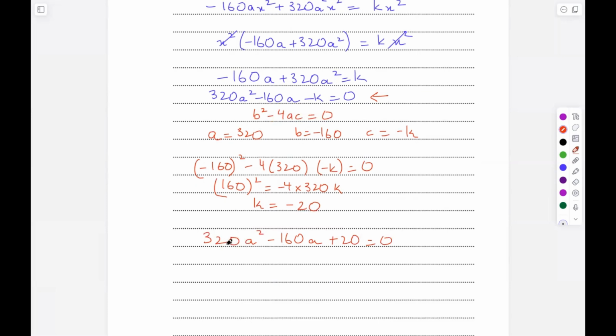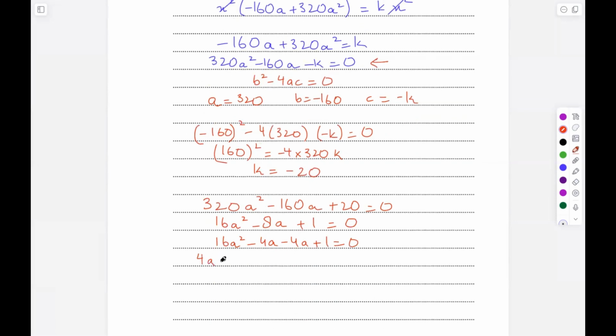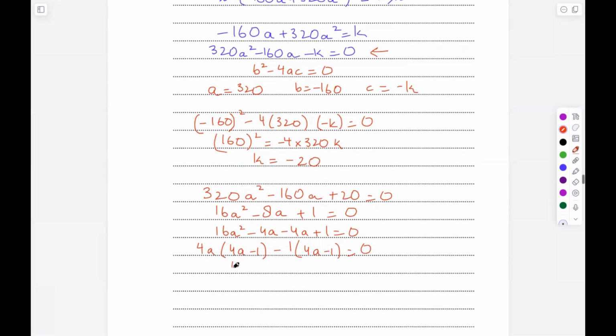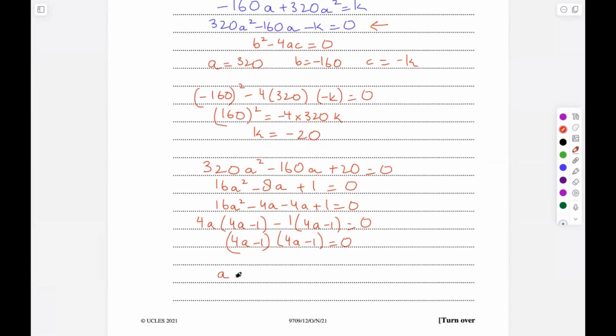Dividing the expression by 20, we will get 16a squared - 8a + 1 = 0. Taking 4a common, we will get 4a(4a - 1) - 1(4a - 1). Simplifying, we get (4a - 1)(4a - 1). So the value of a in both cases will be a = 1/4.